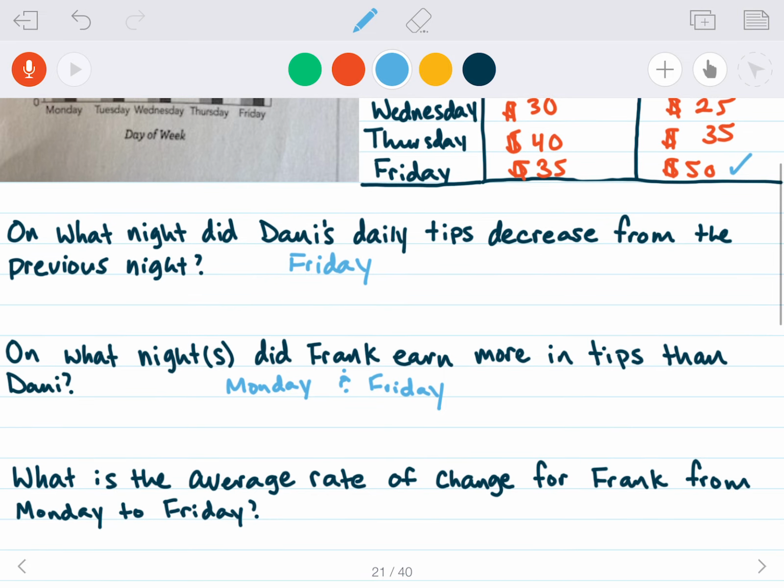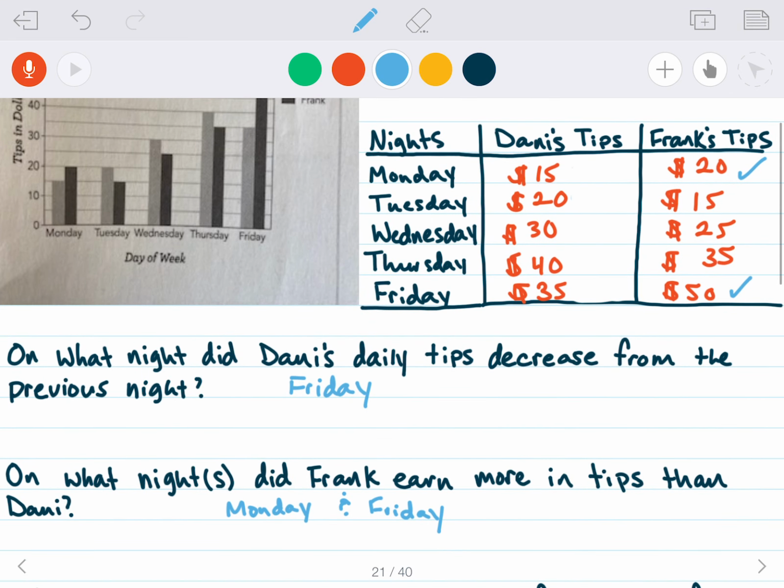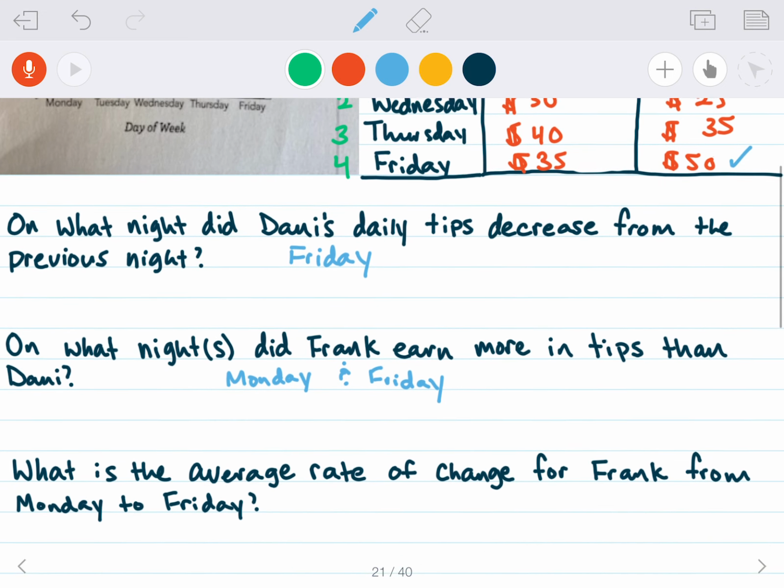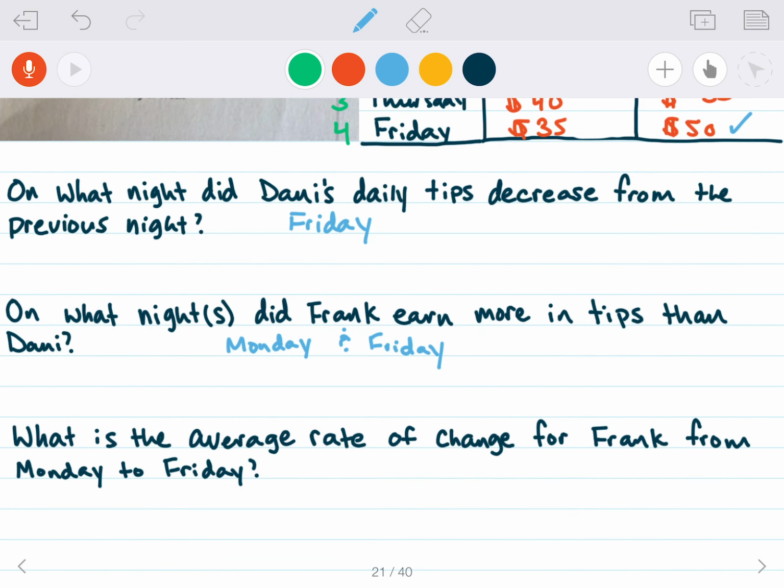Okay. What is the average rate of change for Frank from Monday to Friday? Well, we want to assign each of these days a number, starting with 0. So Monday can be 0, Tuesday 1, Wednesday 2, Thursday 3, and Friday 4. And we can create ordered pairs like this. So basically what we're asking is the slope. When they say rate of change, remember we're looking for the slope between two points.